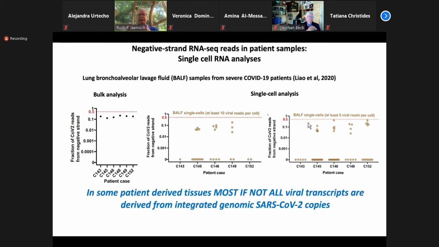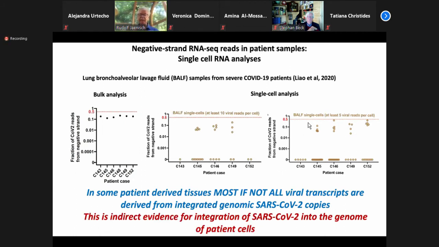So in some patient-derived tissues, most, if not all, viral transcripts are derived from integrated genomic SARS-CoV-2 copies. Let me give a key conclusion on this. This, I think, is indirect evidence for integration of SARS-CoV-2 in the genome of patient cells. I don't have any other way to explain that. And I want to say right away that directly seeing viral integration into the DNA of patients is beyond all the methods we have. It's too rare. If it's 1 in 100,000 or 1 in 10,000 cells, no way we can detect this. But it's indirect because it's amplified by RNA expression.